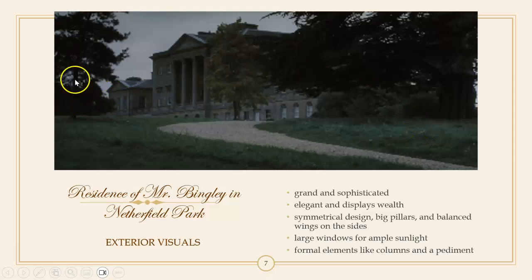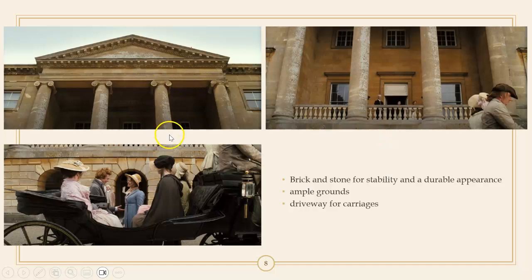It has balanced wings on both sides, large windows you see everywhere, and formal elements like columns and a pediment. Same thing, columns, pediment. The brick and stone used in the place provides a durable appearance and is used for stability.